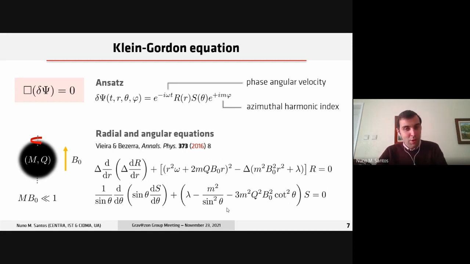Note that when this product, little m times q times B naught, is 0, the angular equation reduces to the standard or general Legendre equation. And we know the solutions for that equation: they are the associated Legendre polynomials of degree l and order m, okay? So the angular dependence of delta psi is approximately described by the scalar spherical harmonics, and we'll assume that's the case as well.